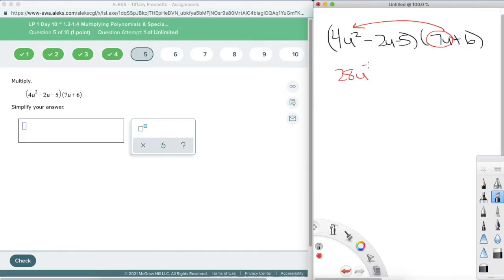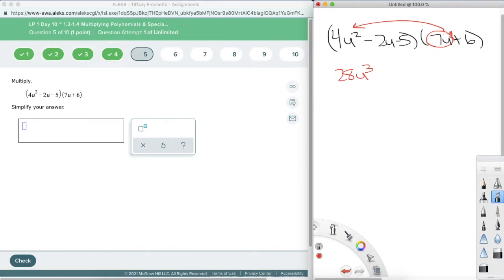Don't forget your power rules. This is a 1 here. So I have u to the first power times u squared. So we add the exponents because we have both bases that are the same. So we add those two exponents.